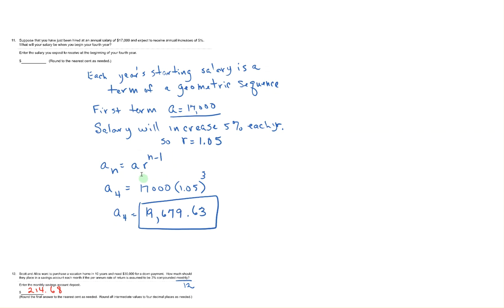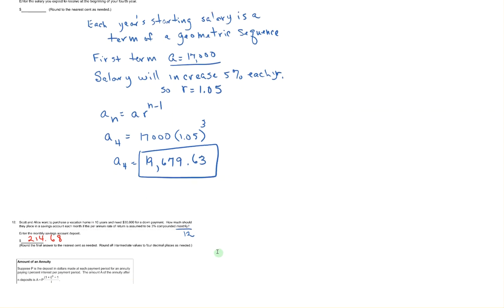So we'll plug in 17,000 for a, r is 1.05 to the third, because we're doing a sub 4. When you do that in the calculator, you get $19,679.63. So that salary went up to that in the 4th year.